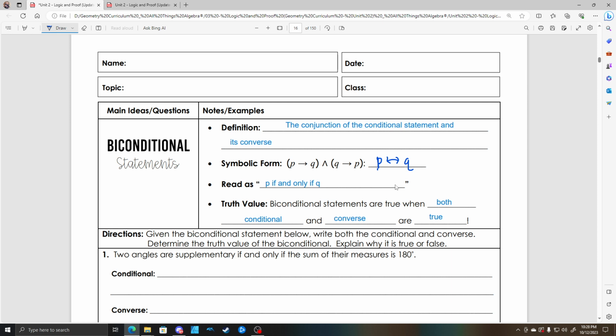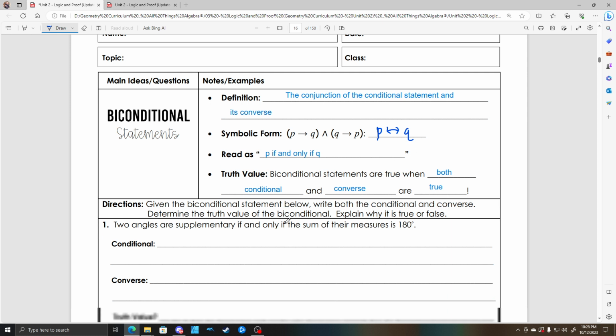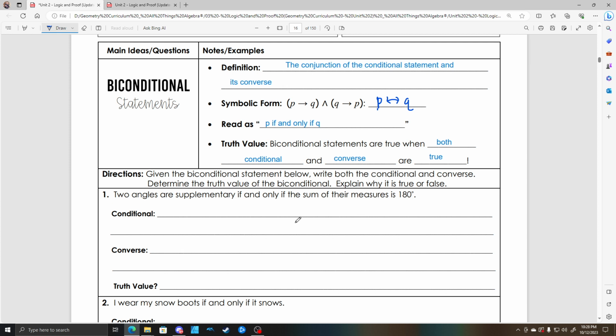Now the truth value. Biconditional statements are true when both the conditional and converse are true. And of course, that's what we said when we said the conjunction has to be true for the conditional and its converse. Both have to be true. It's not an or statement, it's an and statement. All right, so the directions. Given the biconditional statement below, write both the conditional and the converse, determine the truth value of the biconditional, and explain why it is true or false.